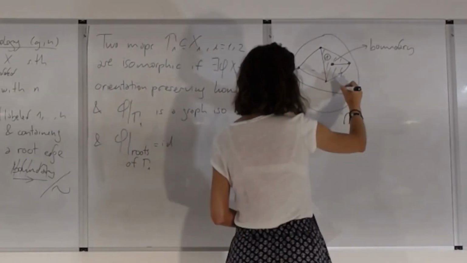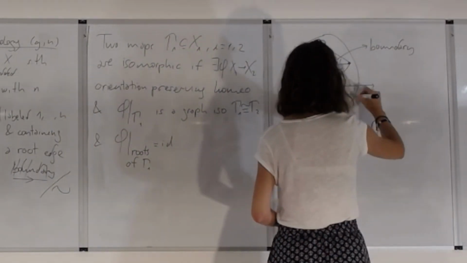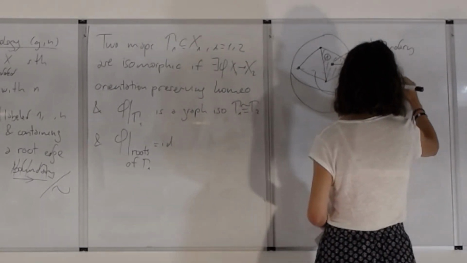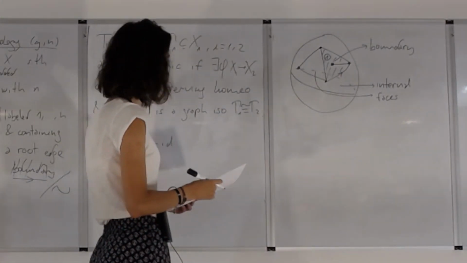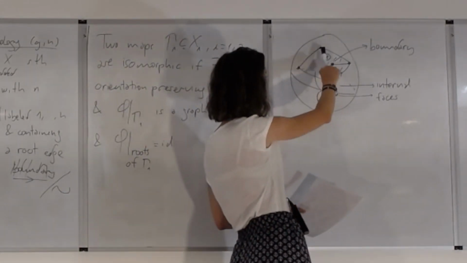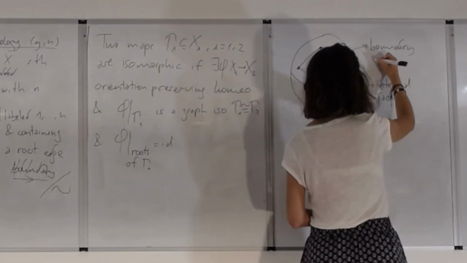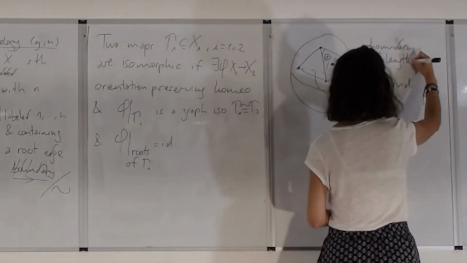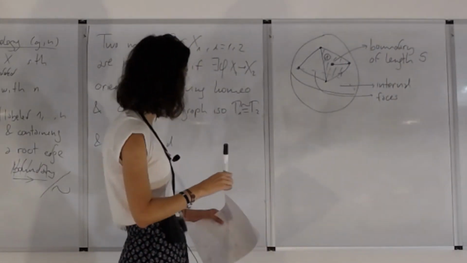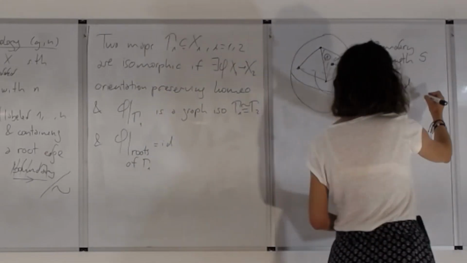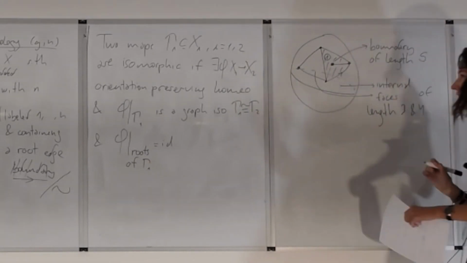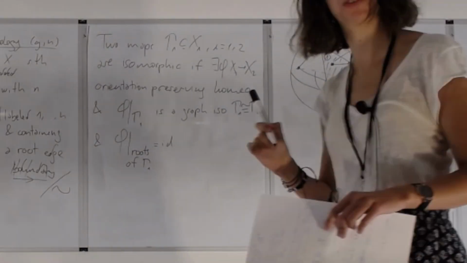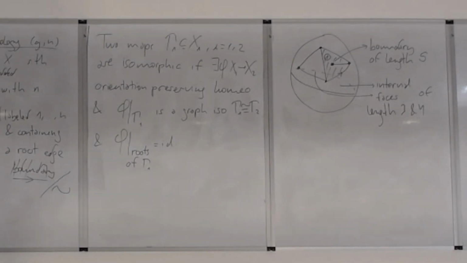And these other two faces, they are called internal faces. And the boundary is of length 1, 2, 3, 4, 5. And the internal faces are of length 3 and 4. Yes, very good. This is what the examples are for, for people to tell me, I don't understand. So, what is not clear?